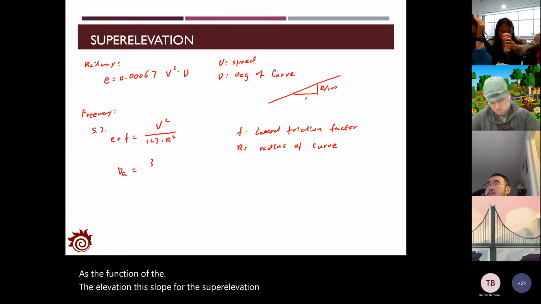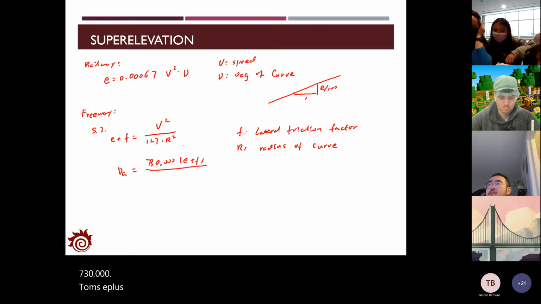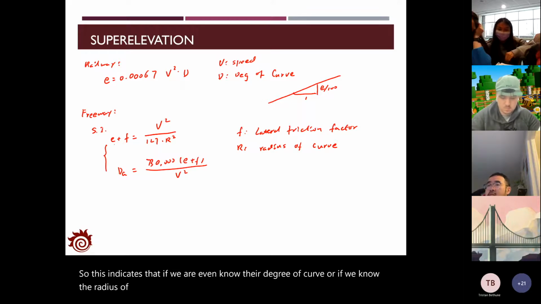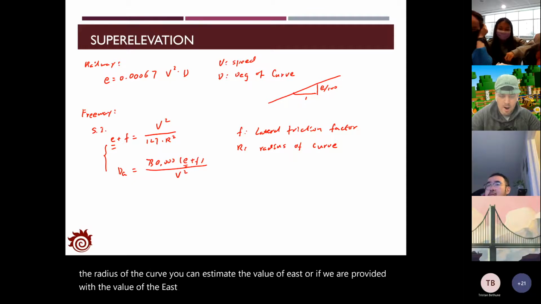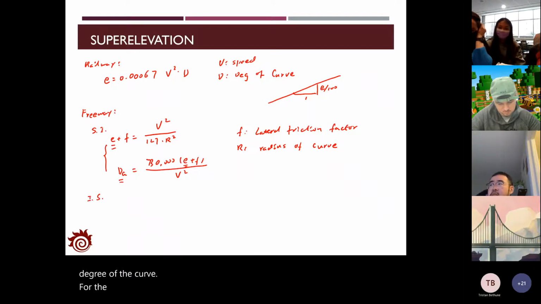So that would be 730,000 times E plus F divided by V squared. So this indicates that if you know the degree of the curve, or if you know the radius of the curve, you can estimate the value of E. Or if we are provided with the value of E about super elevation, you can also calculate the desired degree of the curve.